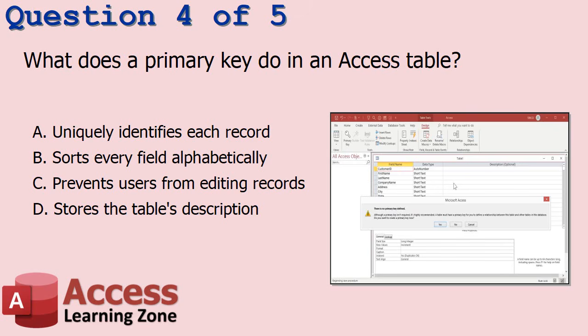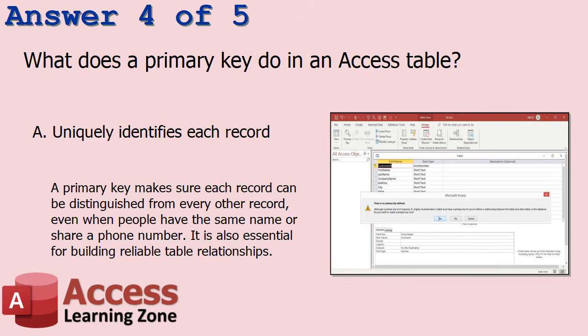Question 4. What does a primary key do in an Access table? Uniquely identifies each record, sorts every field alphabetically, prevents users from editing records, or stores the table's description. Again, a primary key is to uniquely identify each record. And usually your primary key is an AutoNumber.